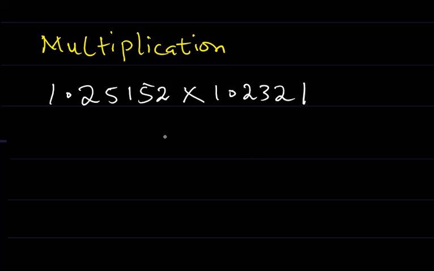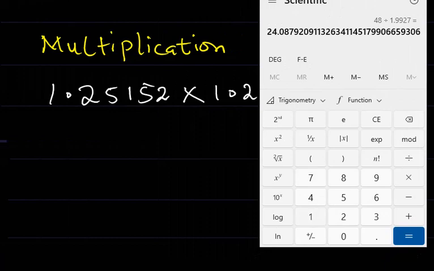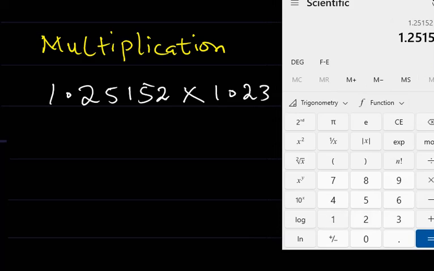Okay, you're multiplying this number. Let me just put it this way. This is multiplication, so let me pick a calculator. So this is 1.25152, then multiply by 1.23.